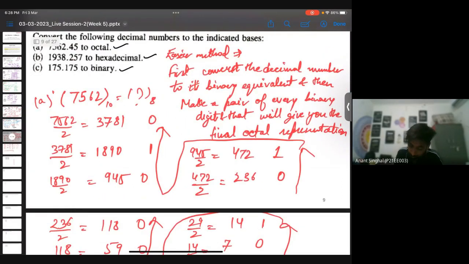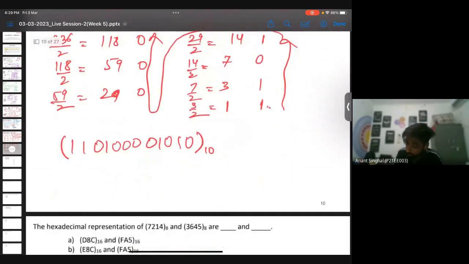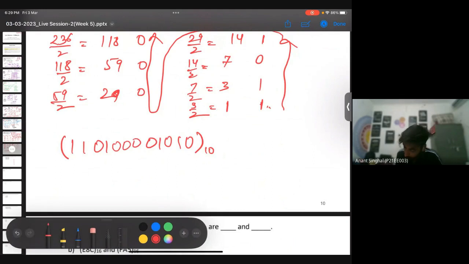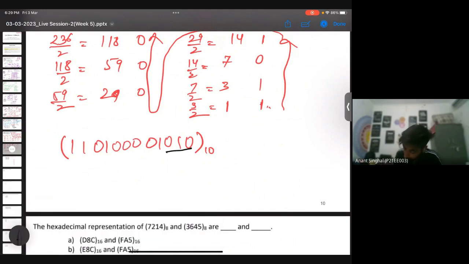This is a decimal number, so I've calculated the binary equivalent of it. Now I need to change it to the octal equivalent. I have given you the shortcut that you can take pairs of three digits, and whatever the number comes, it is the octal equivalent of it. So 110 is nothing but 6, then 100 is 4, then 001 is 1, and then 010 is 2. So it will be nothing but 6412 to the base 8.